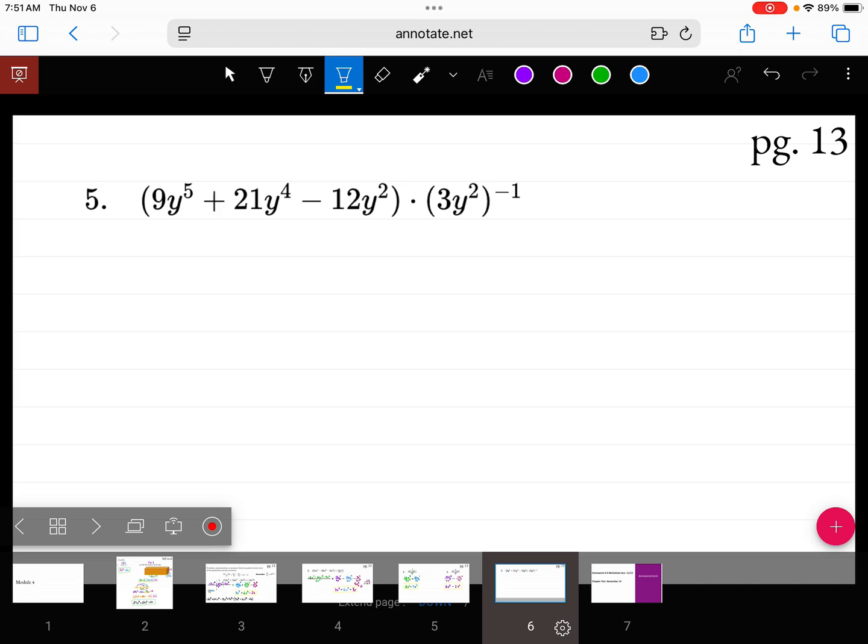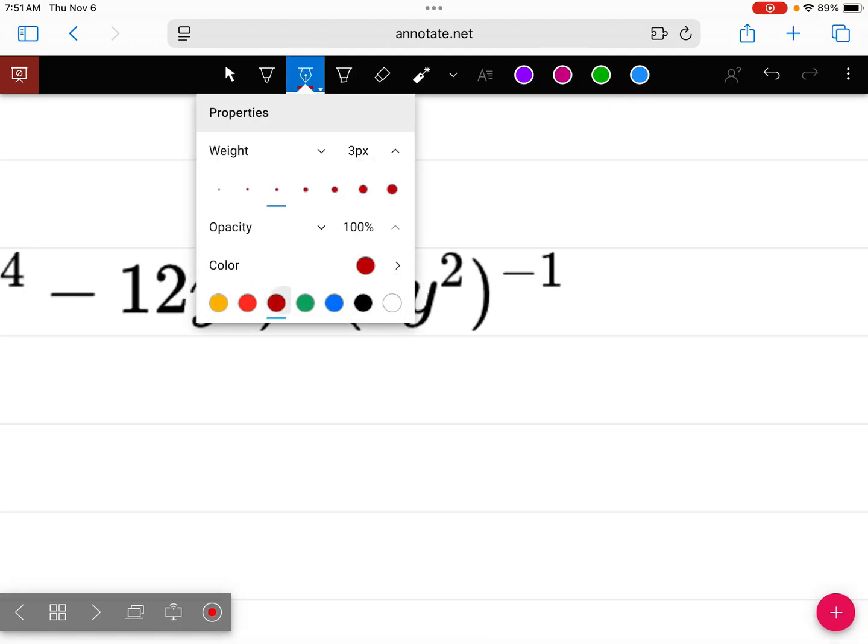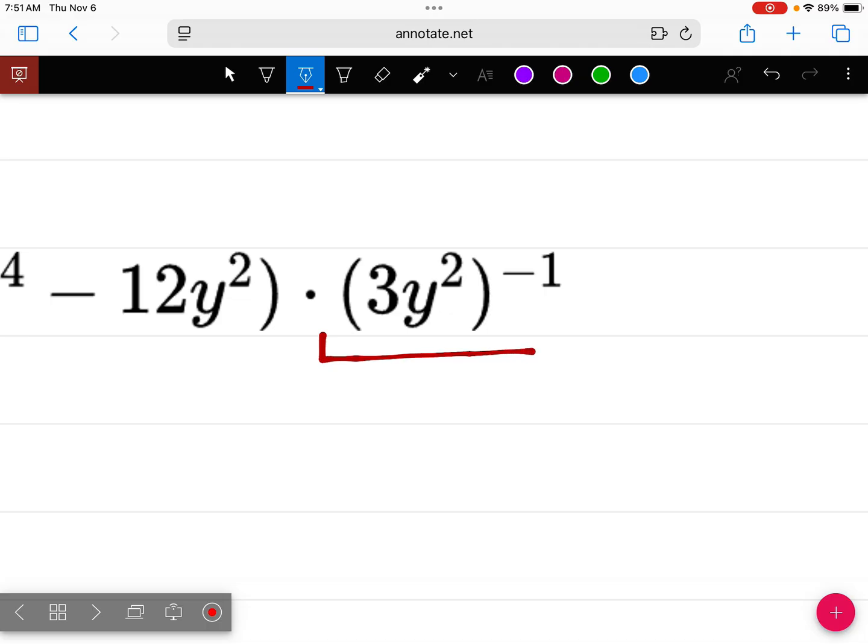We've actually seen it today once, where we've got this chunk to a power of -1. What do negative exponents do again? Flip it. So this is the same thing. When we have times something to the power of -1, this piece means 1 over 3y squared.